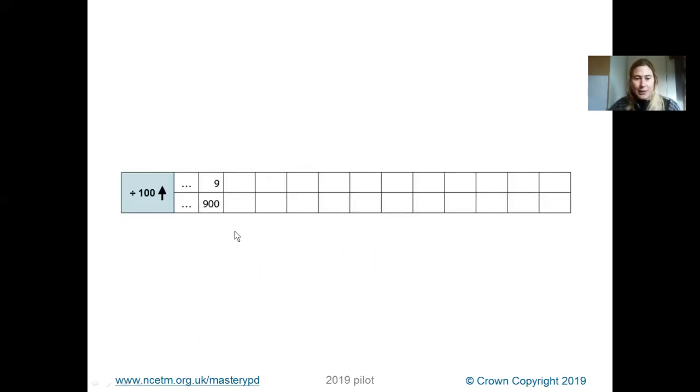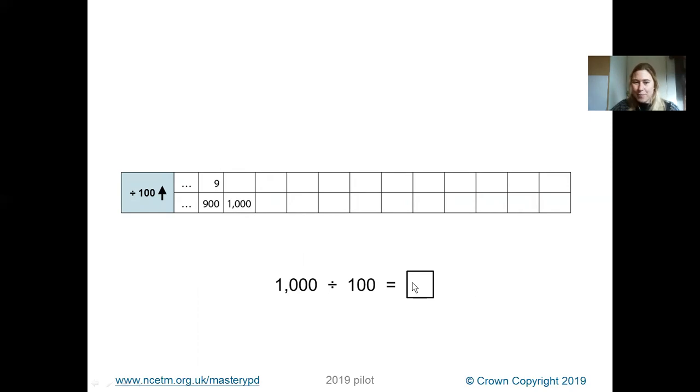Now see if you can carry this one on. So we're starting with 900 divided by 100 to make 9. So think about what will come next. 1,000 divided by 100, what will that be? So go through and see if you can write down the calculations and fill in the rest of the table.